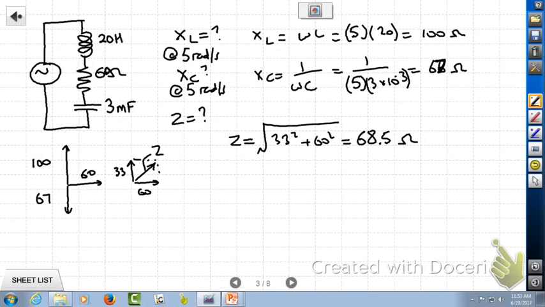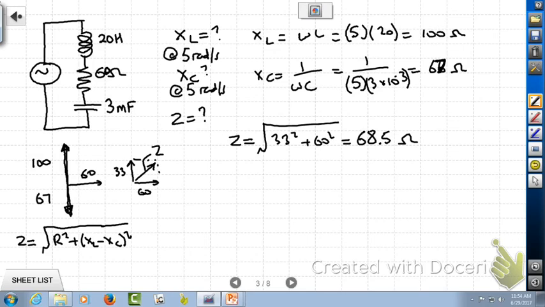Where do you get the 33? So that's 100 ohms pointing upwards, and that's 67 pointing downwards. So add them together, call that positive, call that negative. Yep, difference between the two. So I don't even bother. The book says square root of R squared plus XL minus XC squared. You can do it that way if you want, but I'm just doing it because I'm thinking about it. I'm not just using a magic formula.